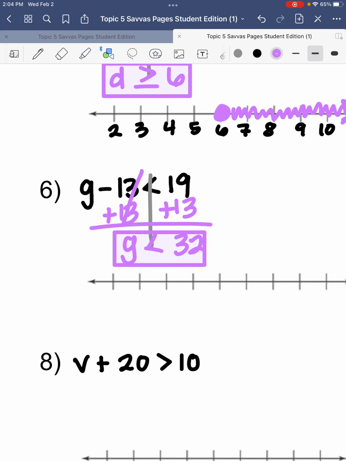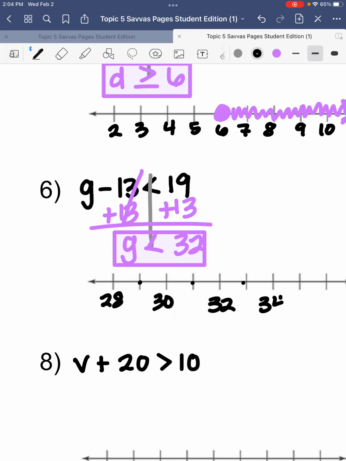And now I graph it. So I know I want 32 to be kind of towards the center. So I'm going to start with maybe 28. And again, I'm going to count by 2. So that's 28, 29, 30, 31, 32, 33, 34, 35, 36, and that's it. Okay, so 32 is where I need to put my circle.